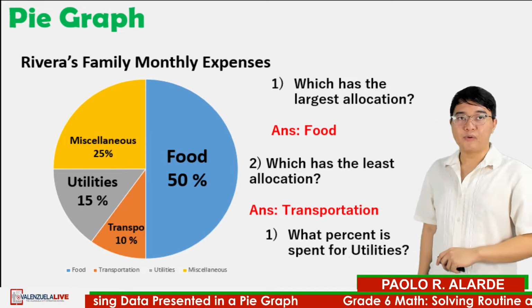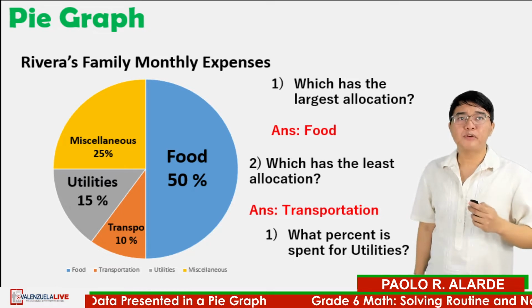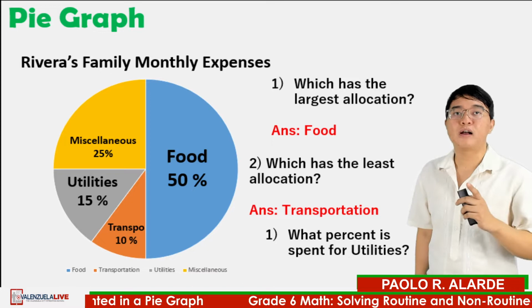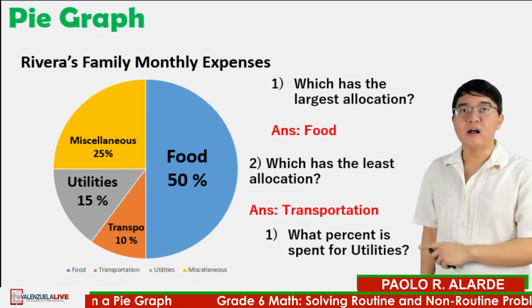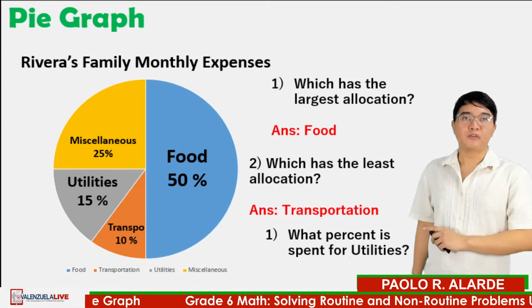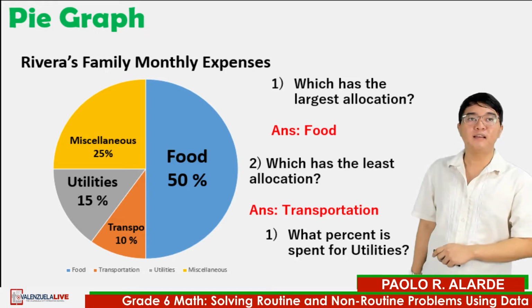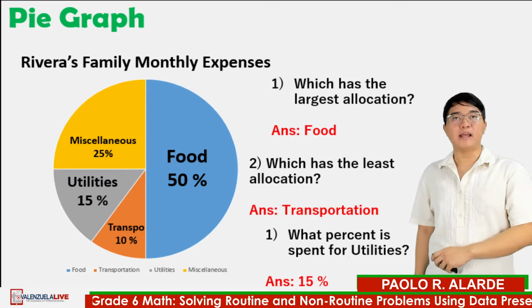And another one, what if I ask you what percent is spent for utilities? It is also stated and can be seen on the pie graph. So the percent that is spent for utilities is 15%.